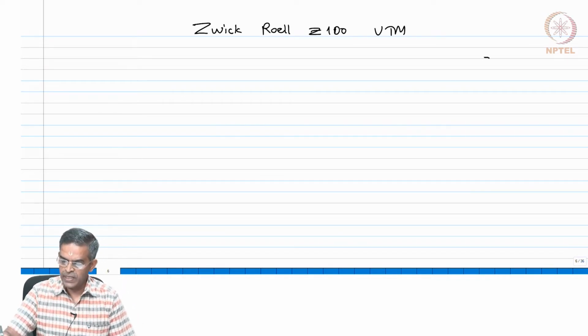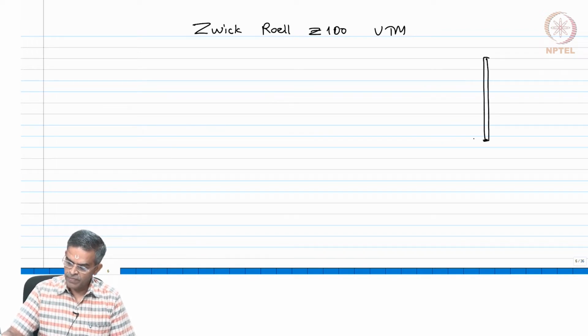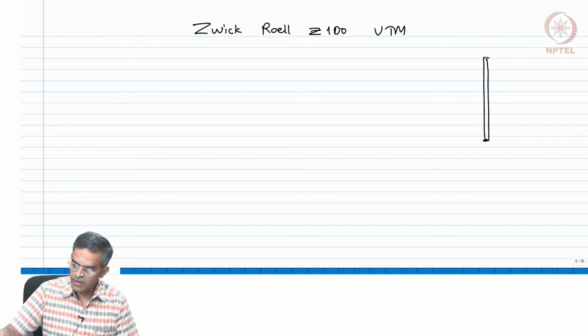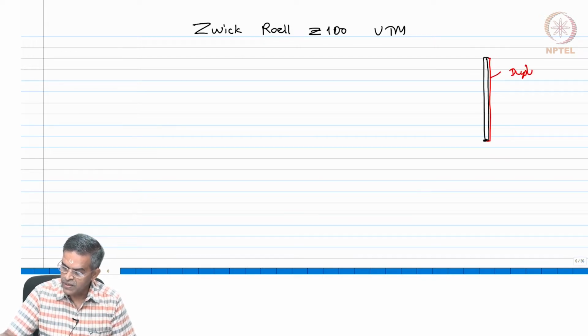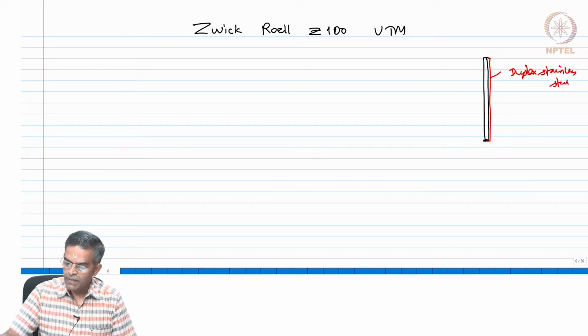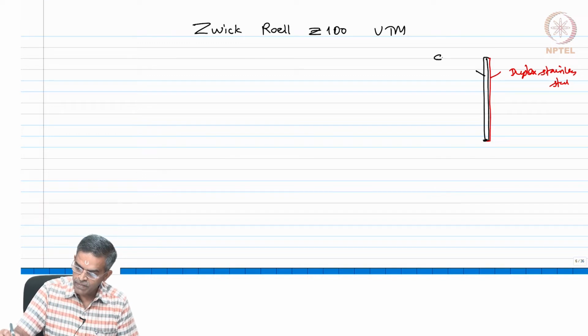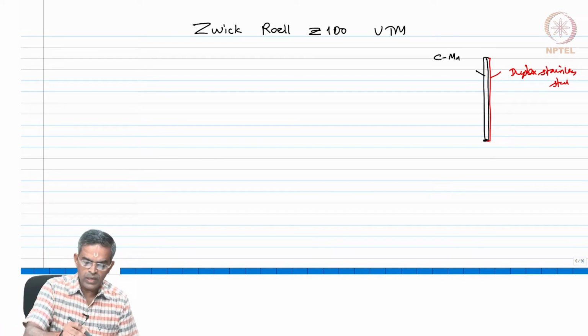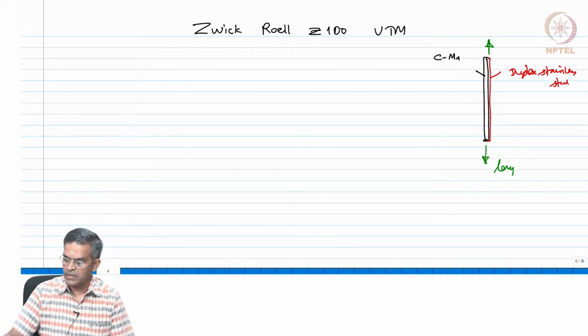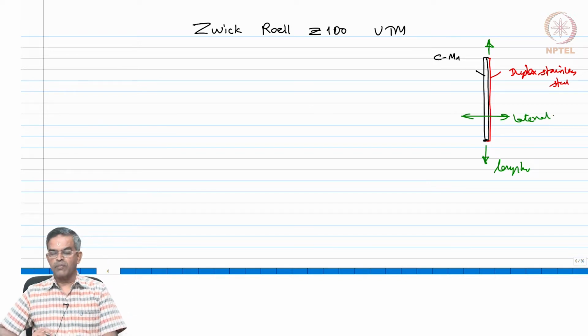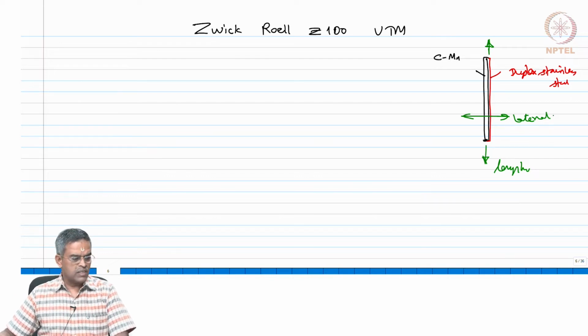So, the specimen is placed in the UTM. I am just indicating the carbon manganese steel and stainless steel in different colors. So, this is duplex stainless steel, and this is carbon manganese steel, and we are going to apply the pull parallel to this, okay, that is very important. This is my longitudinal direction and this becomes my lateral direction. So, I am going to measure the Poisson's ratio based upon these two. Let us see how we do it.